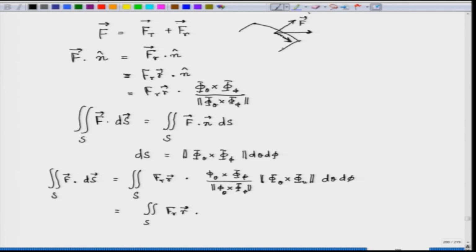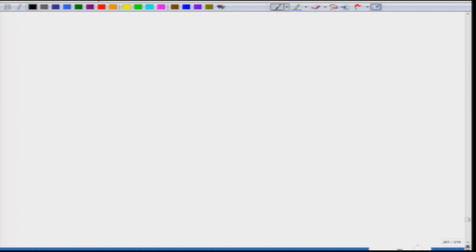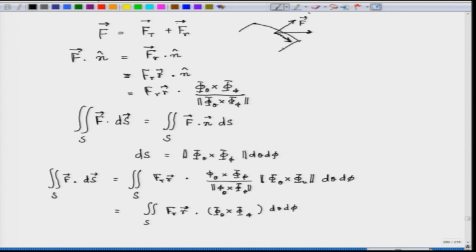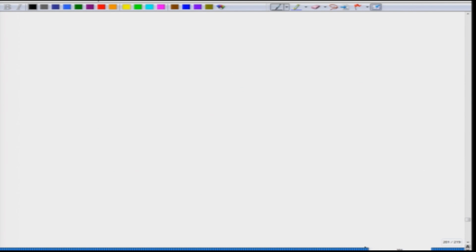So, if the force component FR into R vector into phi theta cross phi small phi into d theta d phi, once you have this, now you have to do R into. Now what is R here? R here is xi vector plus yj vector plus zk vector.